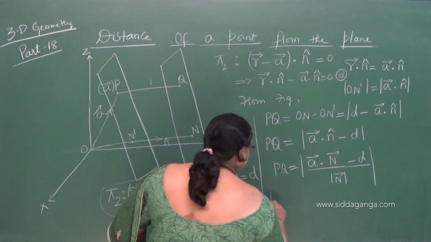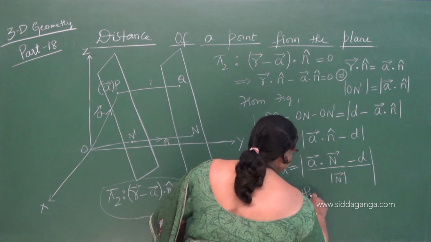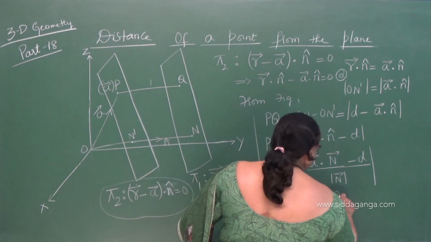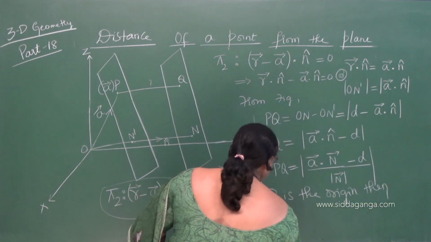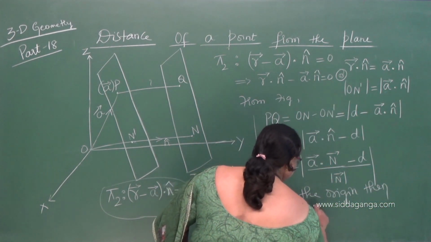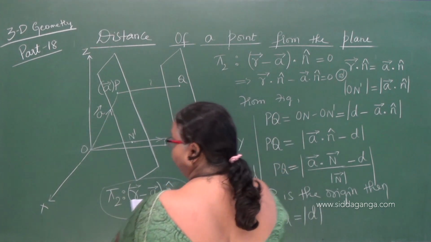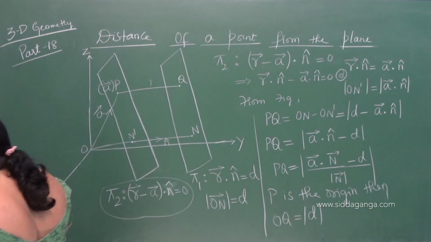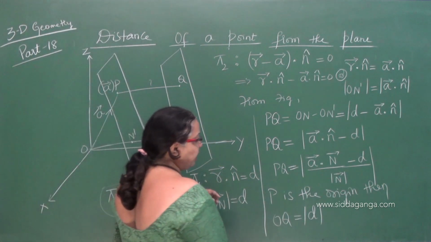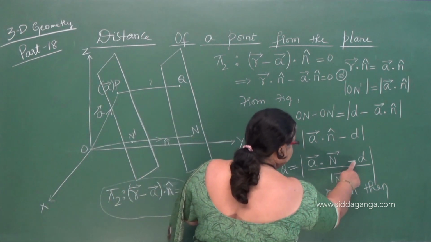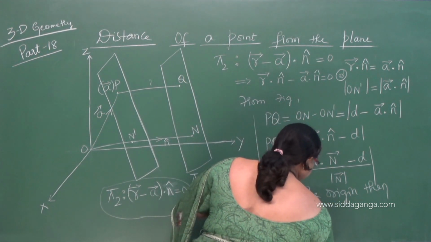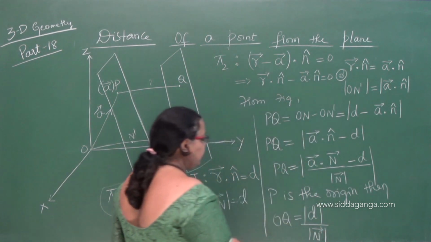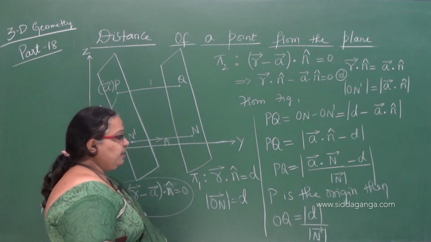If P is the origin, then OQ is equal to the modulus of D. If P is the origin, then OQ equals the modulus of minus D divided by the magnitude of vector n. So this is the formula to find the distance.